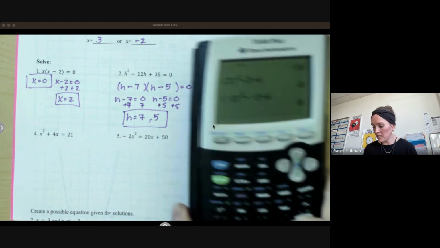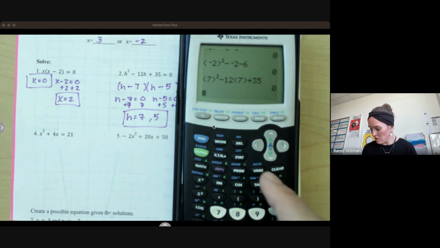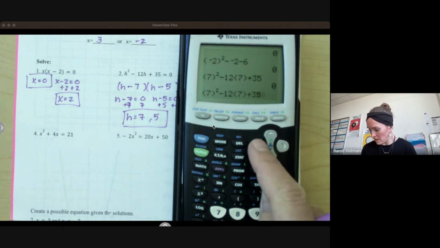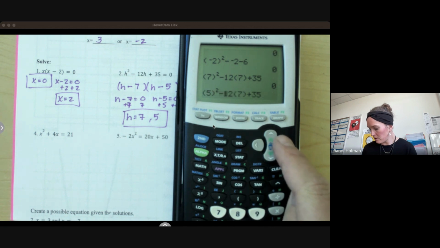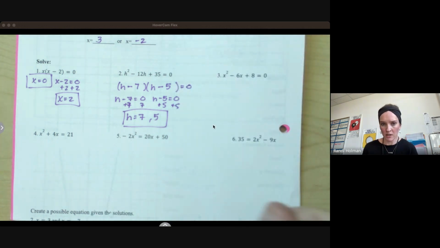Always a good idea to check your equation, right, by plugging those back in. If I do 7 squared minus 12 times 7 plus 35, I should get 0. If I do the same thing with 5, I should also get 0. And if you don't, go back and check your work. Maybe you factored incorrectly or forgot to add or subtract or something like that.